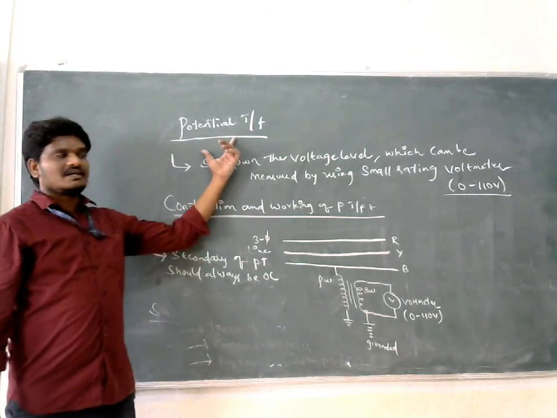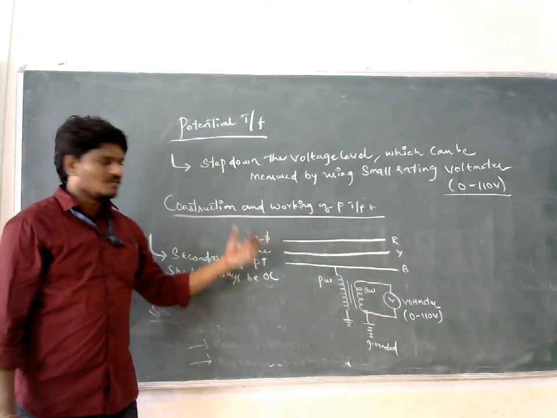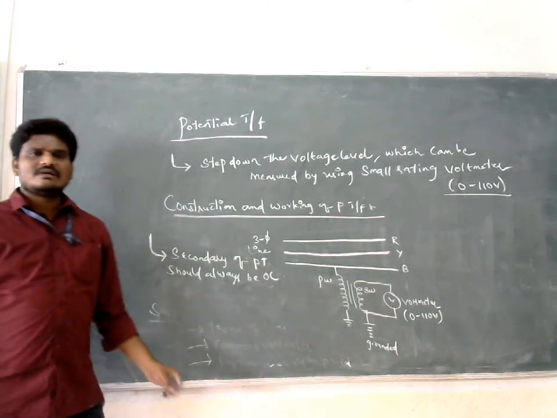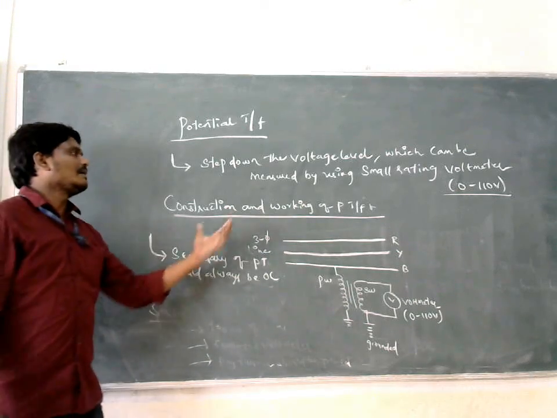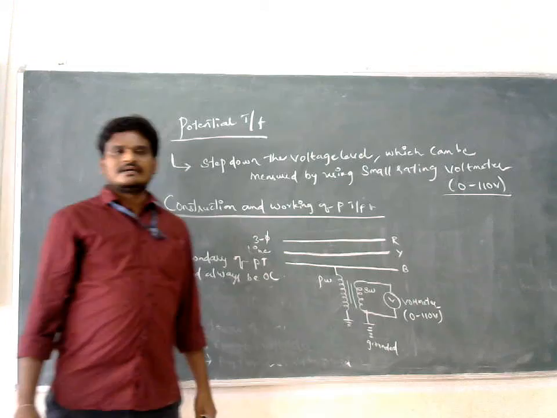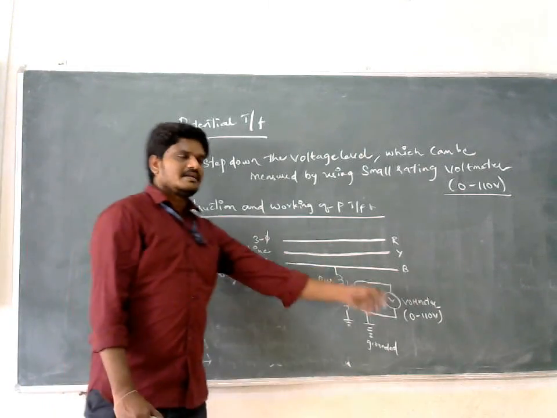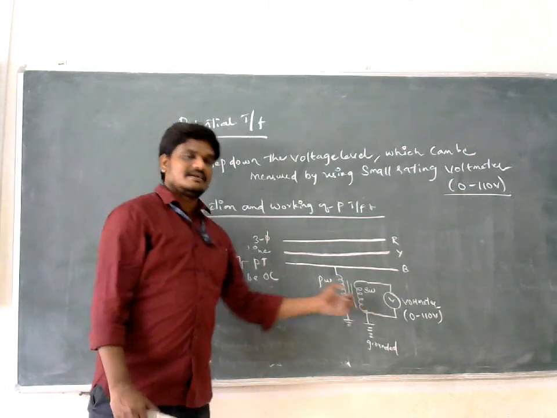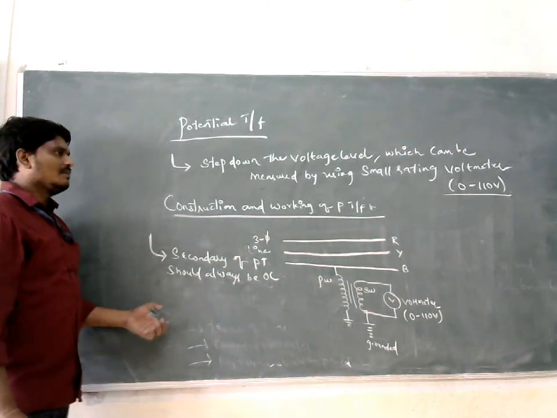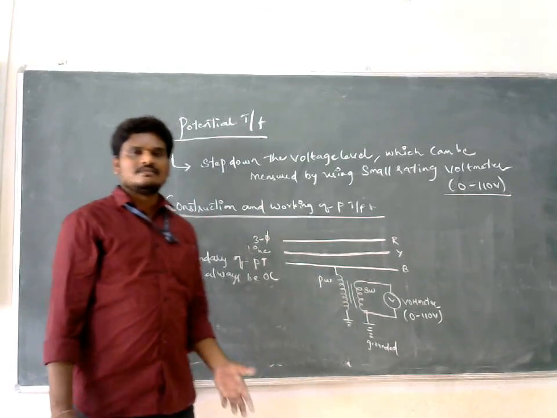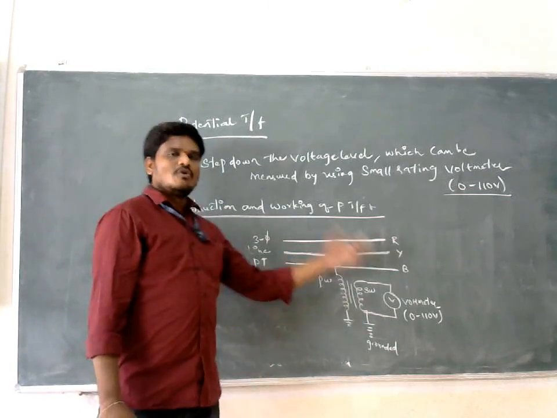Hence this potential transformer can also be termed as what? Parallel transformers. Coming to the secondary winding, it has very few turns when compared with the primary winding and it is directly connected to the voltmeter. And the next important point regarding the secondary winding is that the secondary winding of a potential transformer should always be open circuited.